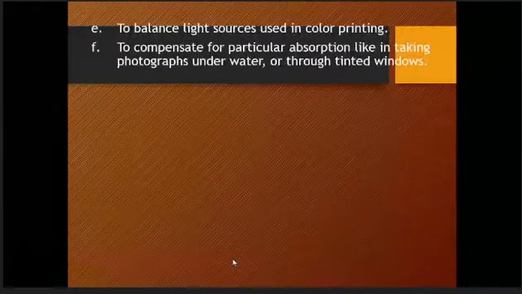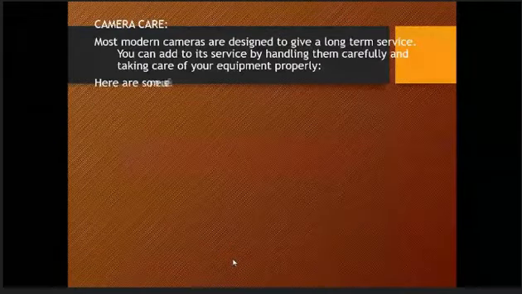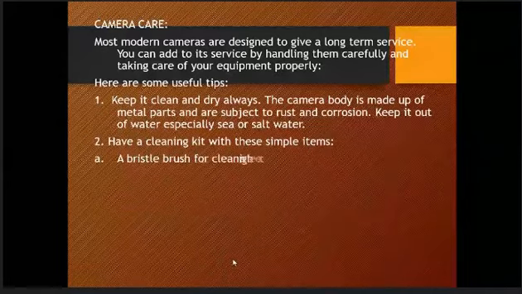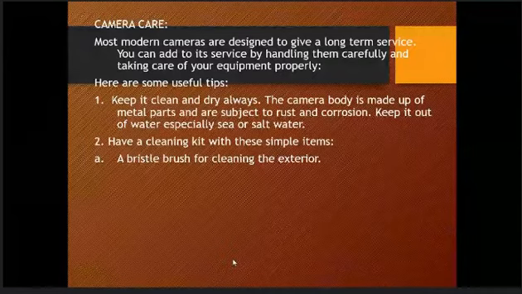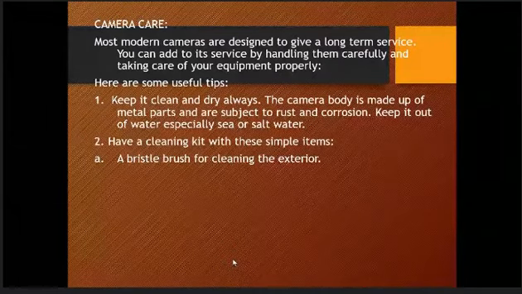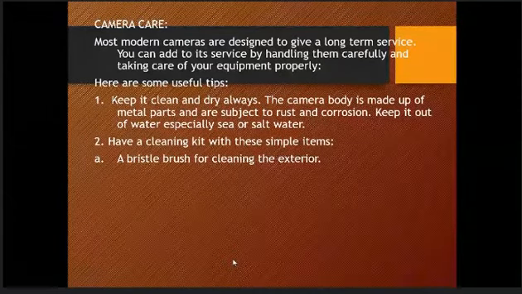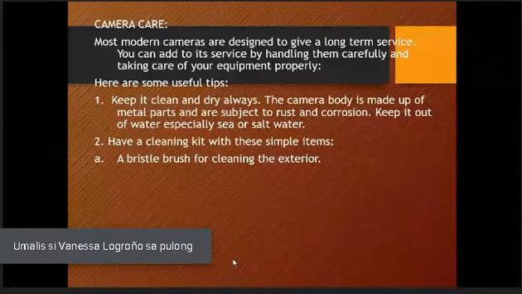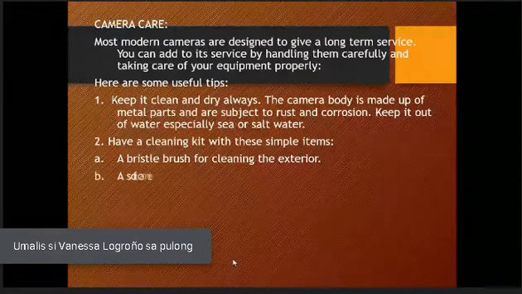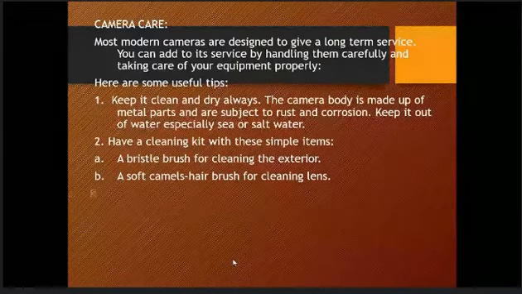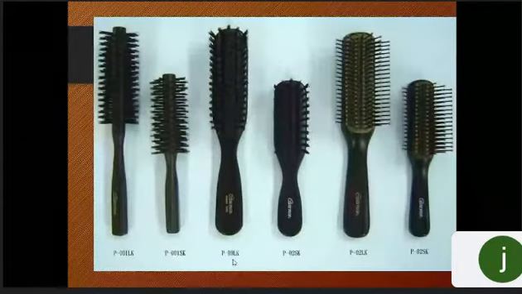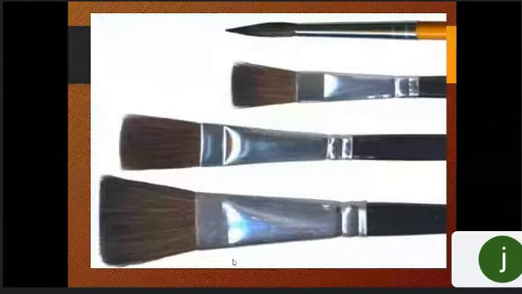Okay, then we have here camera care. It is the most basic, no? The camera care. Most modern cameras are designed to give long-term service depending on its use. Mura po sa inyong cellphone ba? Depende sa paggamit. So, limpyuhan na nimo. Then, nakay cleaning kit, nakay bristle brush, nasa Hisop Camel's hairbrush for cleaning the lens. No, in digital camera. So, dili po ni sudlay man no? This one, no? The one being used in cleaning your camera.